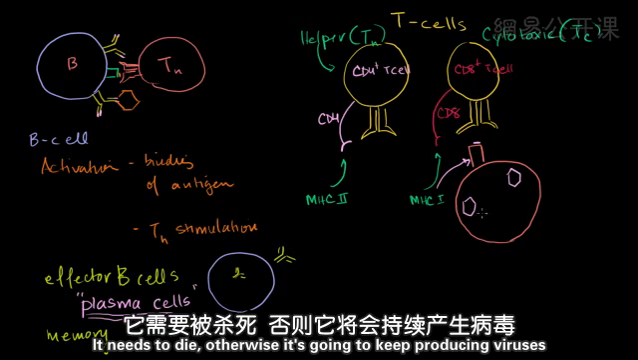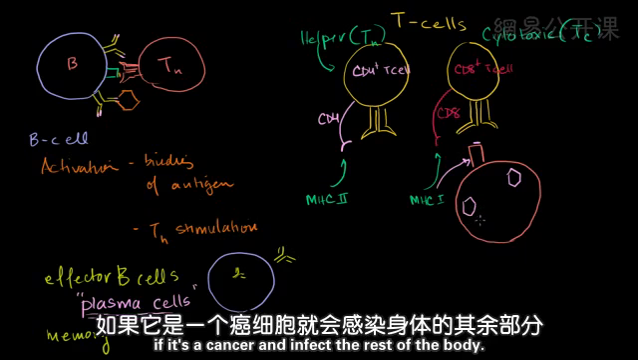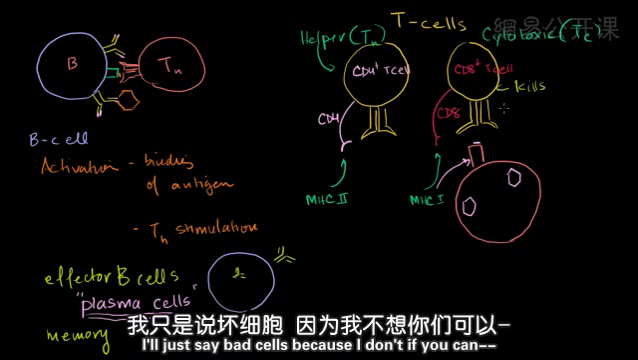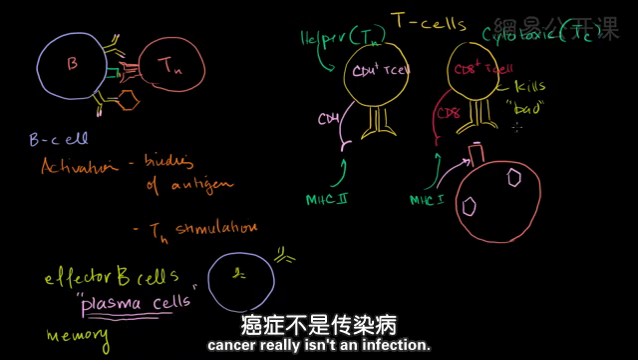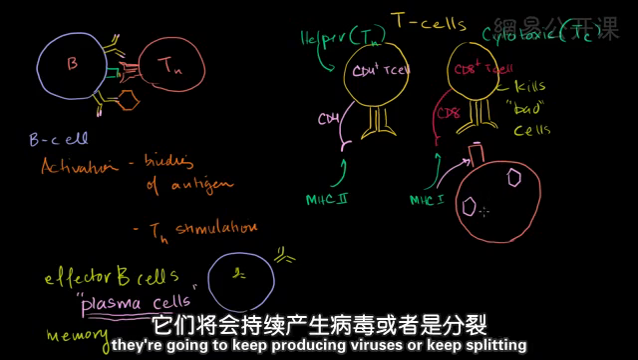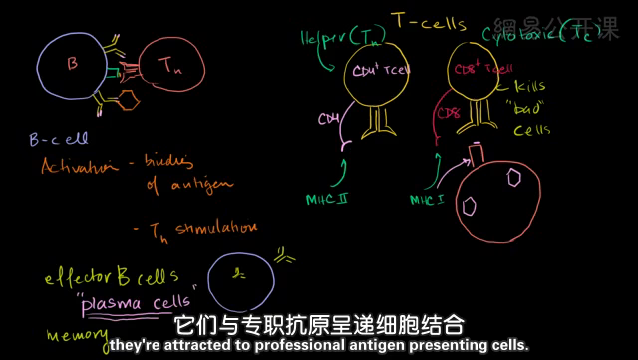Otherwise, it's going to keep producing protein, or keep producing viruses if it's infected by a virus, or otherwise it's going to keep dividing if it's a cancer and infect the rest of the body. So the CD8 kills infected cells. I'll just say bad cells, because cancer really isn't an infection. Kills bad cells. Cells that, if you don't kill them, are going to keep producing viruses or keep splitting and spreading the cancer. While T cells, they're attracted to professional antigen presenting cells.